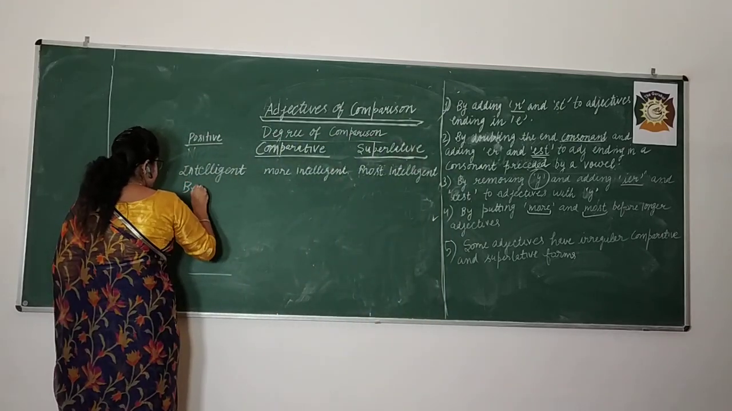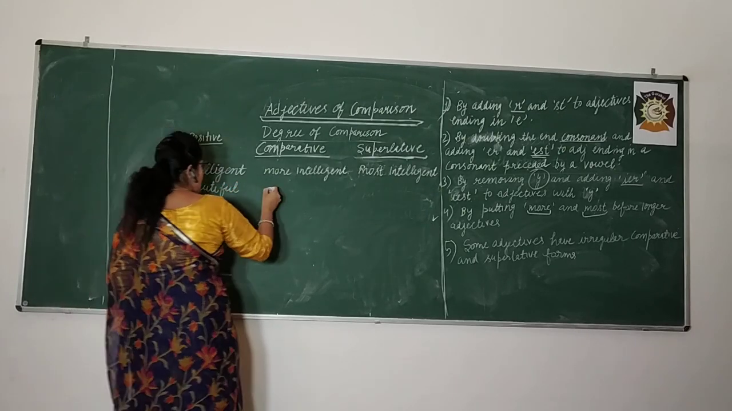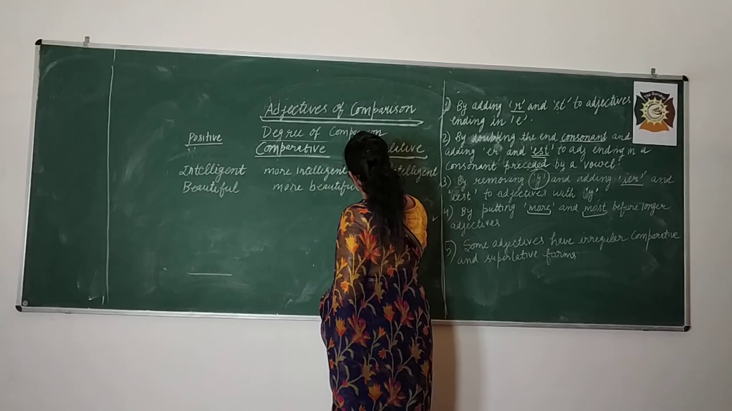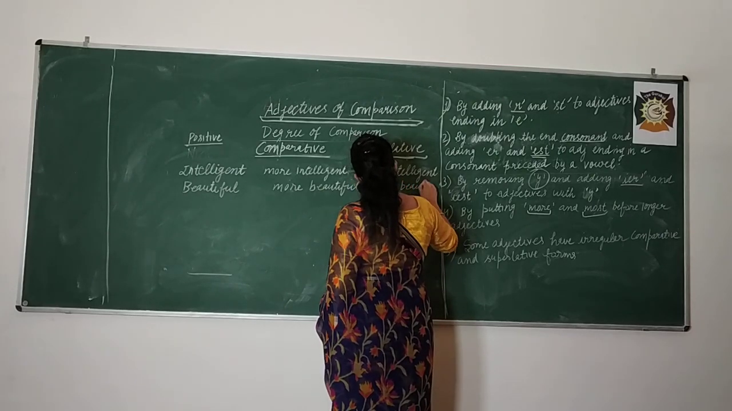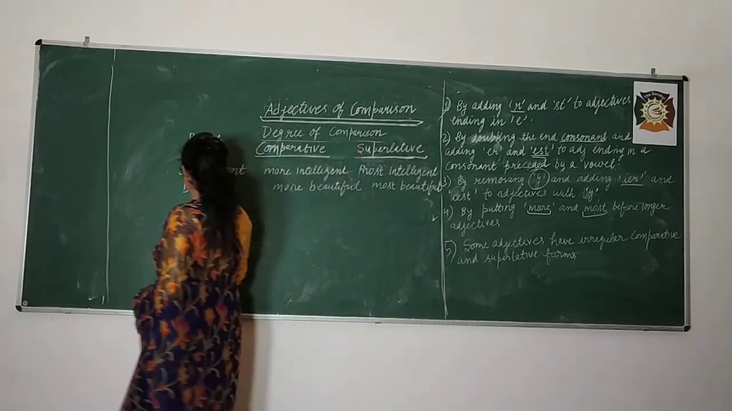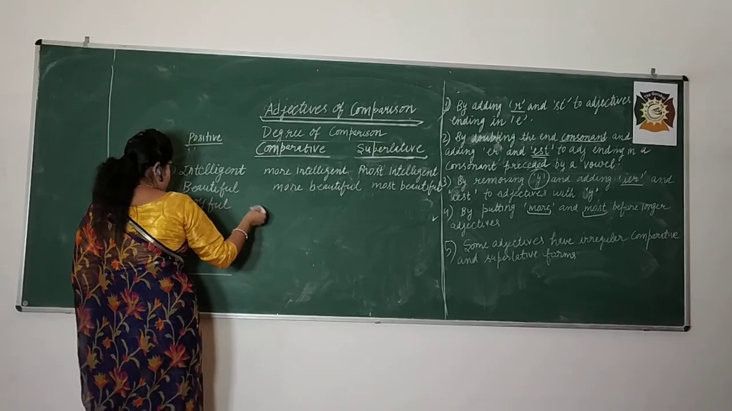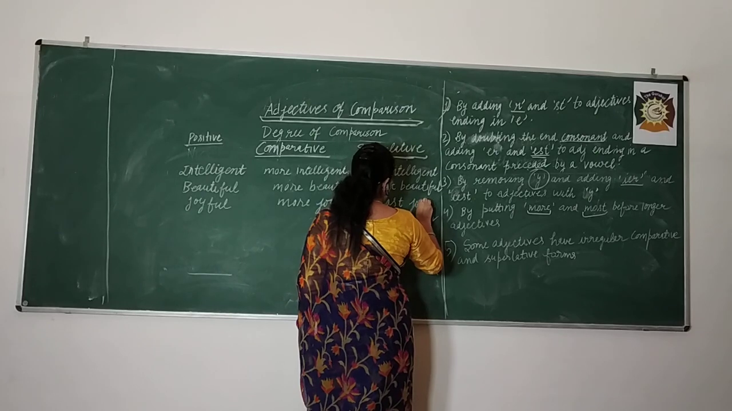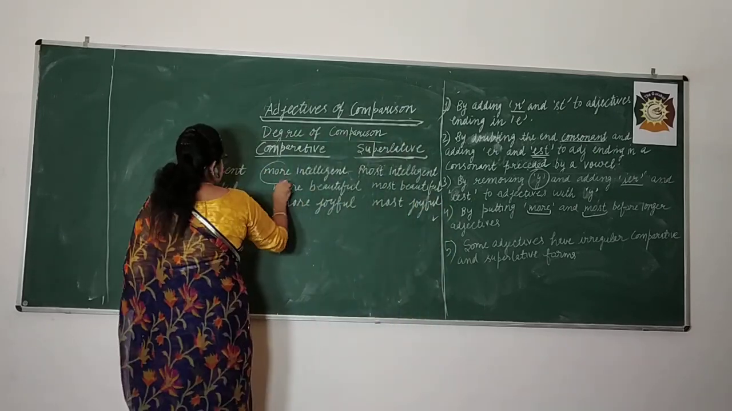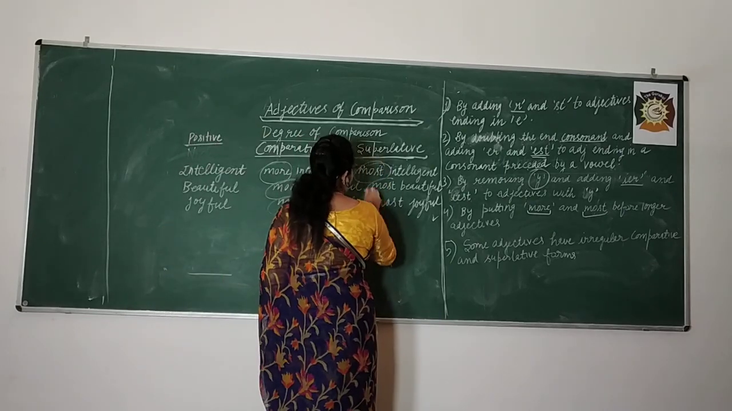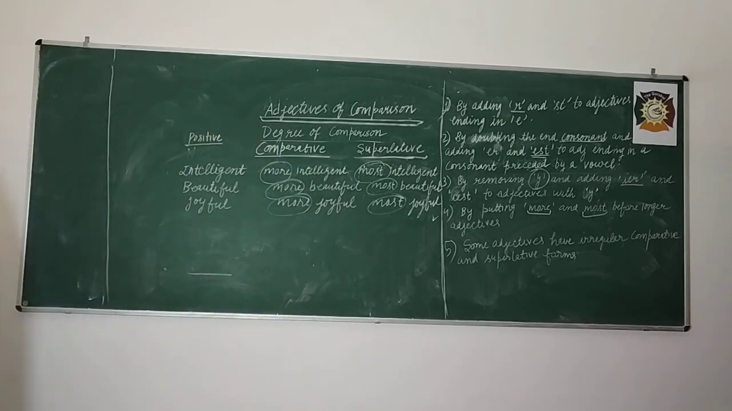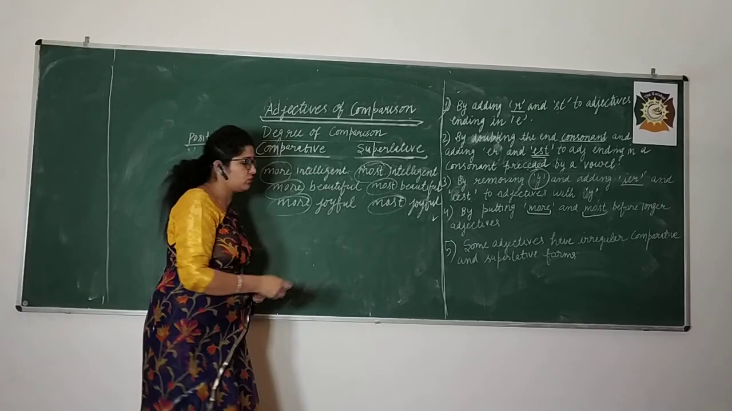Beautiful. More beautiful. Most beautiful. Joyful. More joyful. Most joyful. So what we have done in these adjectives, we used more and most. So what does the rule say? The rule says by putting more and most before longer adjectives, we use more and most before longer adjectives. So moving to the next rule.